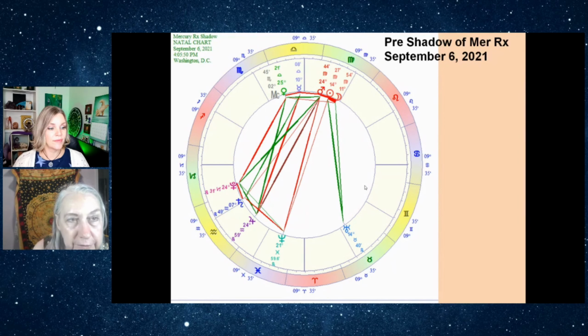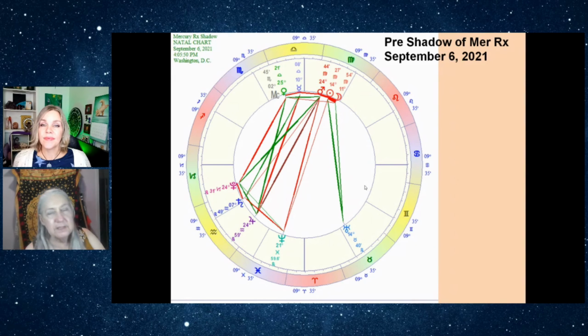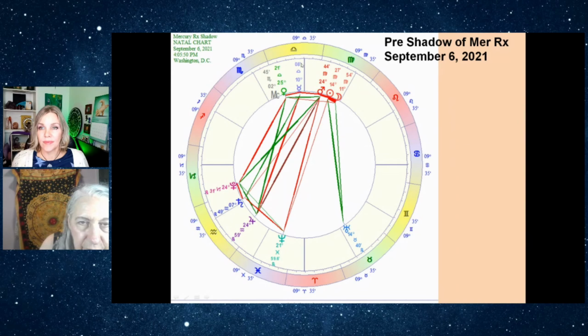Here is the chart for Washington, D.C. for when Mercury went retrograde yesterday, on the 6th of September. The pre-shadow of it, yeah. This is the pre-shadow, the start. Mercury has entered the retrograde degrees for the first time. You can see it here. Mercury is at 10 of Libra 08. That is the beginning of the retrograde degrees. And we can look at this chart to get some kind of an idea of what might be going on.